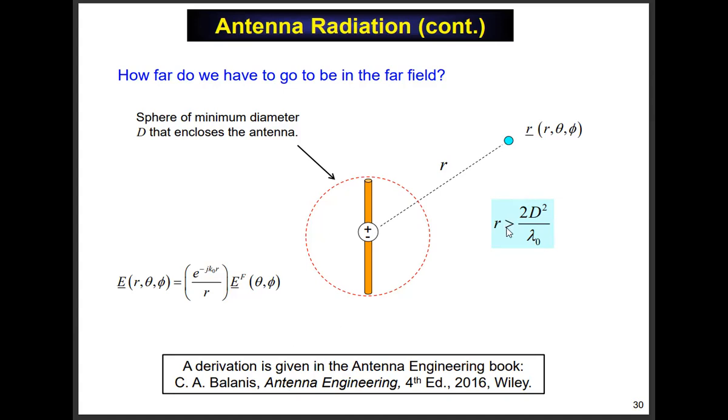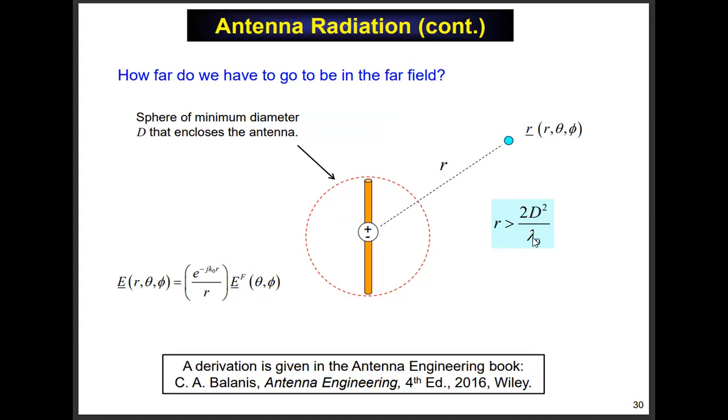But here's a rough rule of thumb. If the distance r from the antenna is greater than 2D squared over lambda, then it's safe to say you're in the far field and the E field is going to look like this. Spherical wave term times a two-dimensional shape function. Now in this equation, D is the diameter of a sphere, like the minimum sphere that encloses the antenna. See this, right?